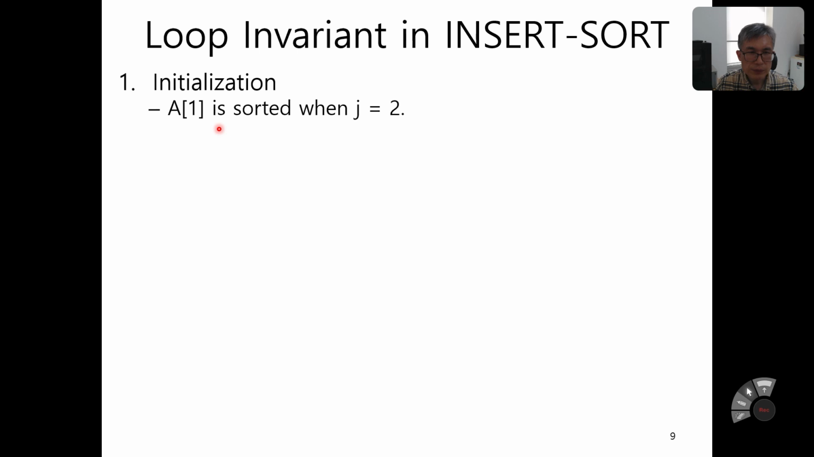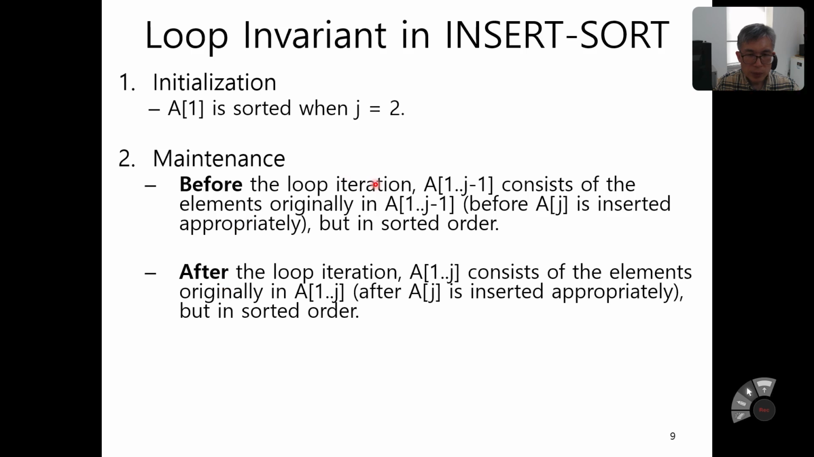So the loop invariant in insertion sort. Initialization: A[1], the first element, is already sorted when j is 2. So we start at j=2, because the first one is already sorted. Maintenance: before the loop iteration, A[1..j-1] consists of the elements originally in A[1..j-1], in sorted order. After the iteration, we find the appropriate position and insert A[j]. So A[1..j] consists of the elements originally in A[1..j], but in sorted order. The property is preserved.